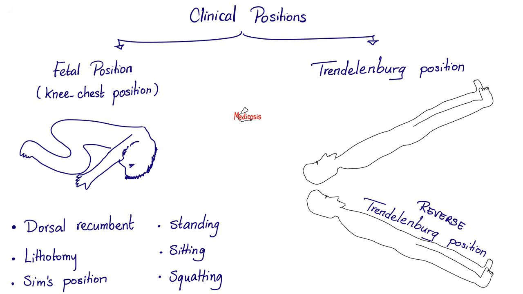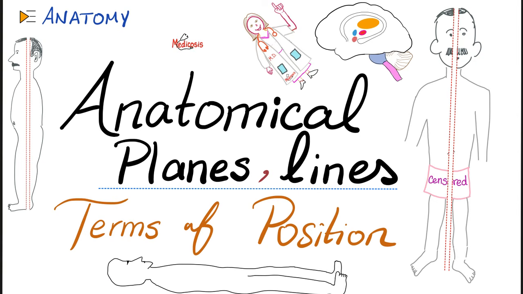Where your feet are in a lower position than your head. More body positions include the dorsal recumbent position, the standing position, lithotomy position during labor and childbirth, sitting position, Sims position, and squatting position. Next topic, anatomical planes and lines and terms of position.